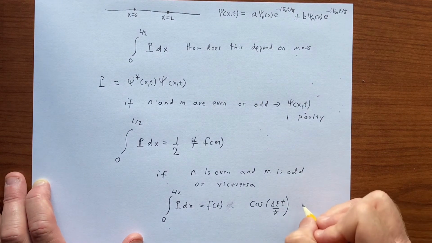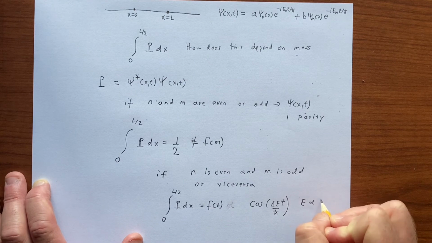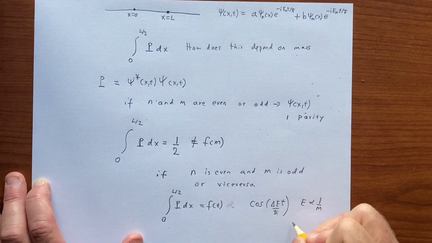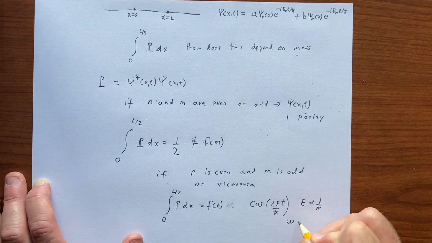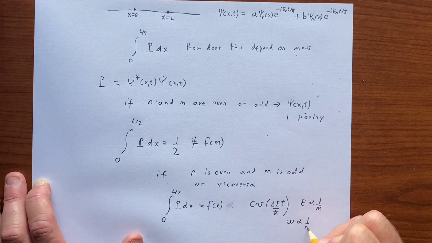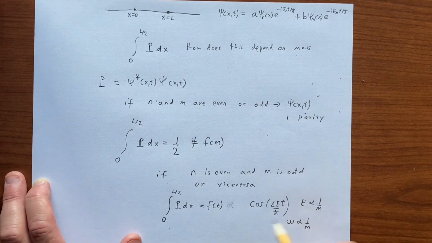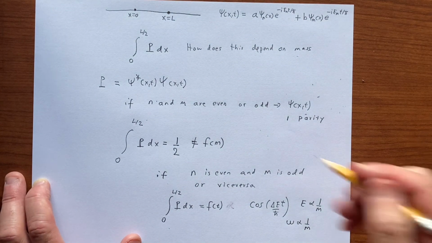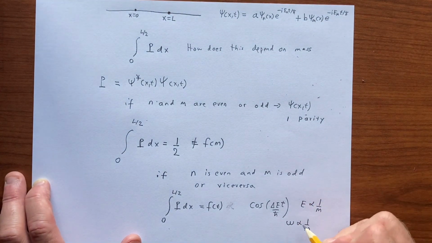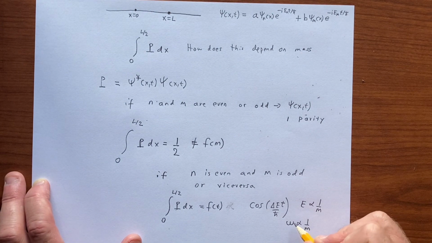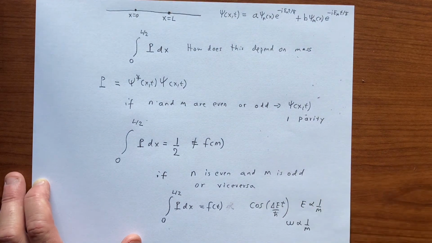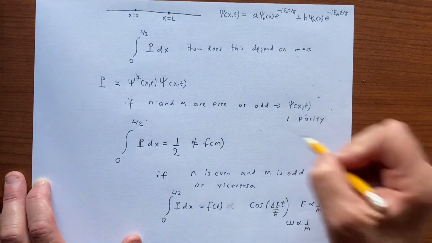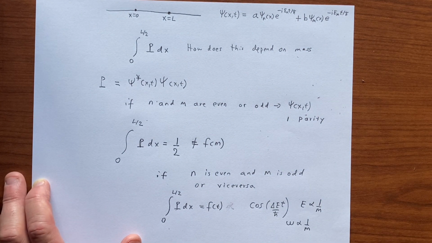And so clearly we know from the energy levels that the energy is proportional to 1 over the mass. And so this quantity is the angular frequency, and the angular frequency goes like 1 over the mass. So the time-dependent part involves a frequency that is inversely related to the mass. The greater the mass, the smaller the frequency. So there's the oscillation frequency that does depend on the mass, but it depends on whether you construct these superpositions with a fixed parity or not.